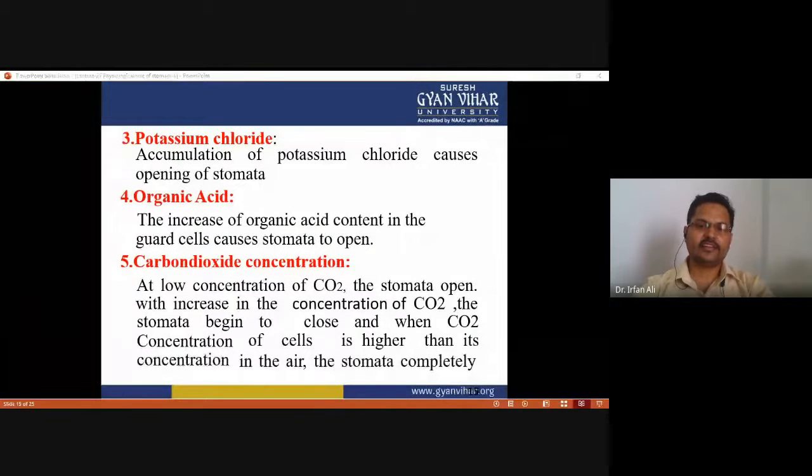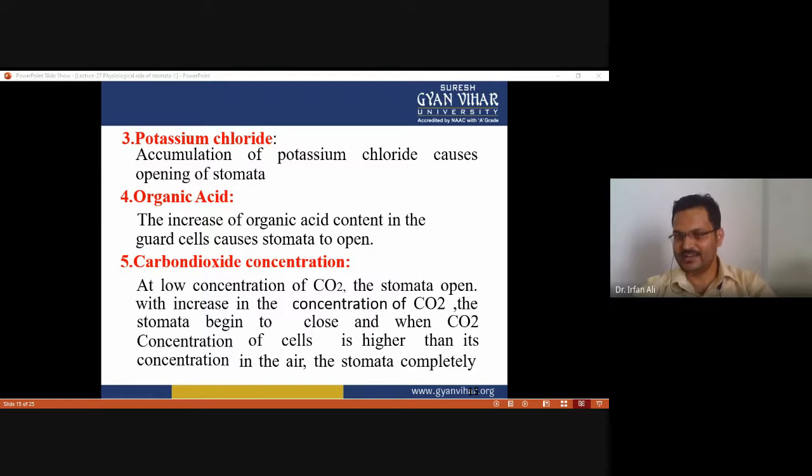And the next factor is potassium chloride. As you see, the potassium ion influx or efflux affects the opening and closing of stomata. That's why this ion comes from the potassium chloride. So accumulation of potassium chloride causes opening of stomata in the guard cell, and organic acid like malic acid. So the increase of organic acid content in the guard cell causes stomata to open, because malic acid is an organic acid.